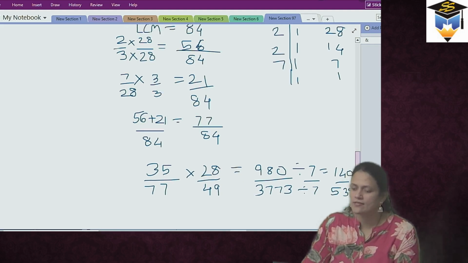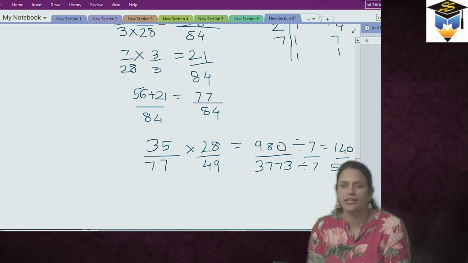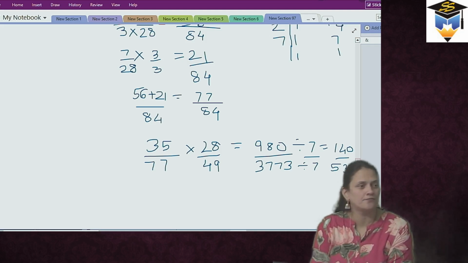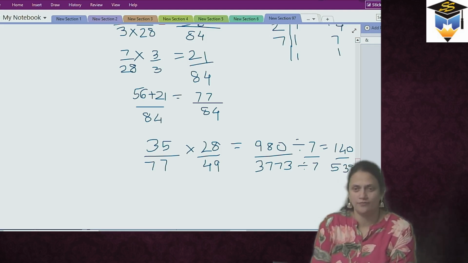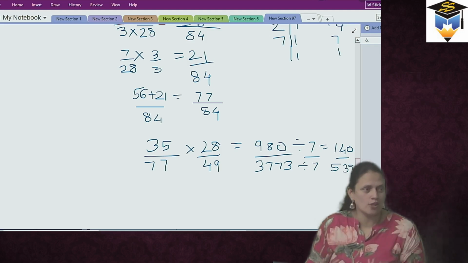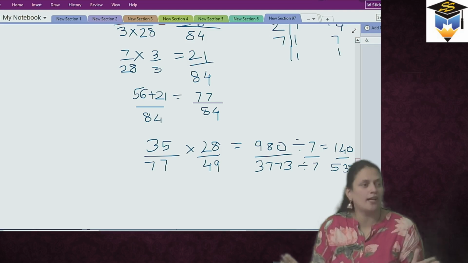Now is this the lowest form? 140 upon 539. Again you will have to divide. Okay. So this concept सबको अच्छे से समझ में आया है? Any doubts? ठीक है.